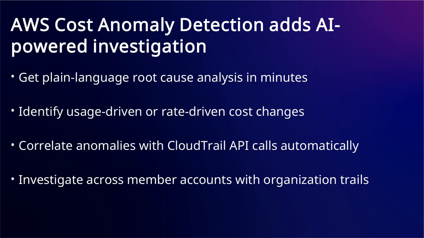It identifies contributing services, accounts, and regions, and correlates usage-driven changes with CloudTrail to attribute them to specific API calls and IAM principals. For organizations with a CloudTrail organization trail, investigations work across all member accounts automatically. You can continue the conversation with follow-up questions to explore patterns or drill into specific resources. The feature is available in all commercial AWS regions at no additional charge, though cross-account investigations using CloudTrail trails delivered to CloudWatch Logs may incur standard CloudWatch Logs Insights charges.